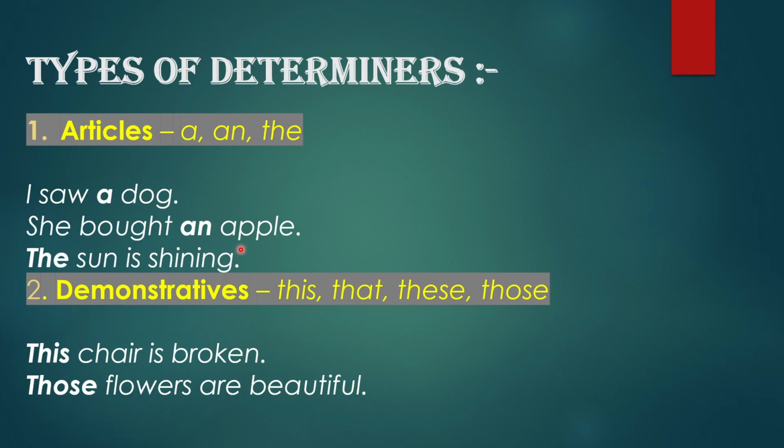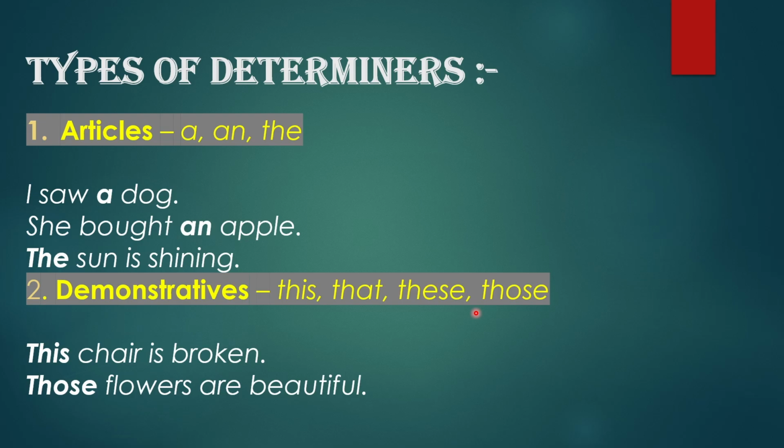Now the article the is used to refer to a specific noun that is already known or mentioned before, to indicate a particular noun that is identifiable. For example, the sun is shining. Sun is specific and unique in the world. To mention unique things in the world, we use the article the. Clear?